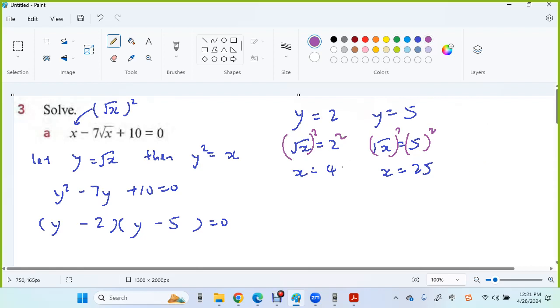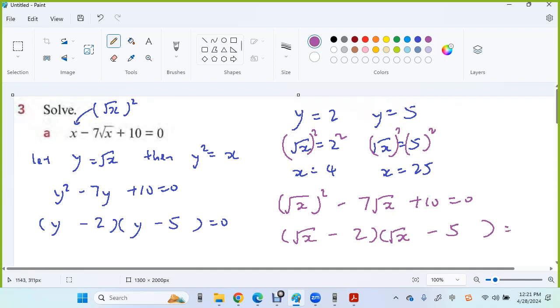So actually this one I prefer to do it this way: square root x squared minus 7 square root x plus 10 equal to 0, and then I do the factorization: square root x minus 2, square root x minus 5 equal to 0, then go to this step. Square root x equal to 2, square root x equal to 5, then this is faster.